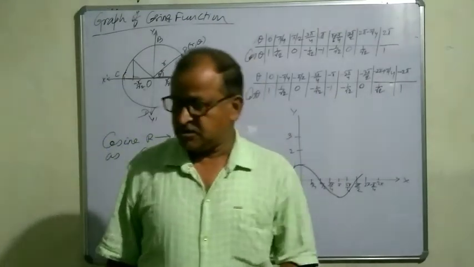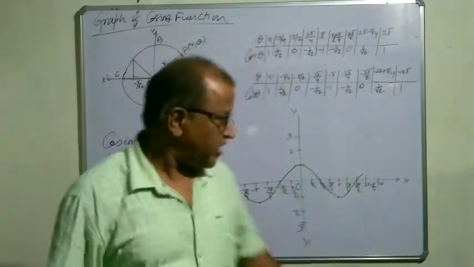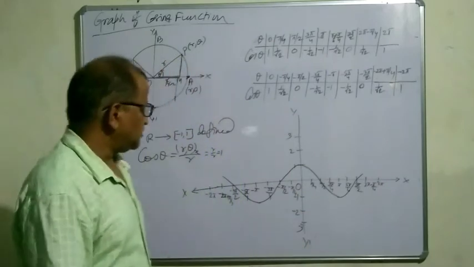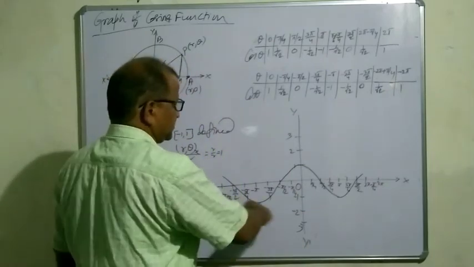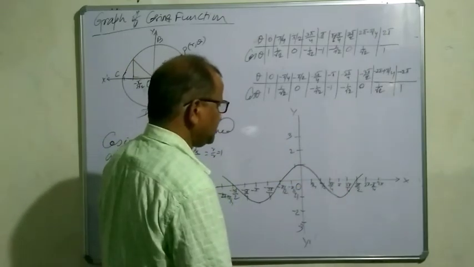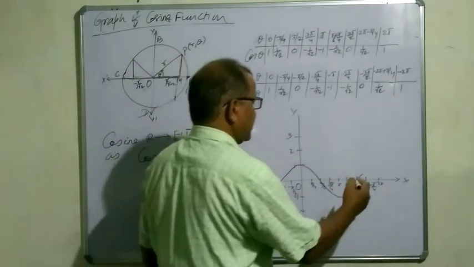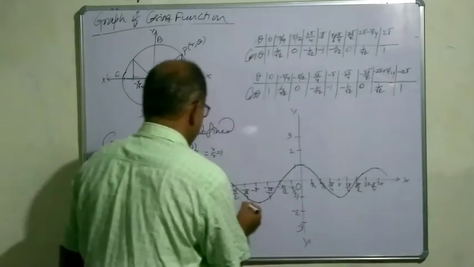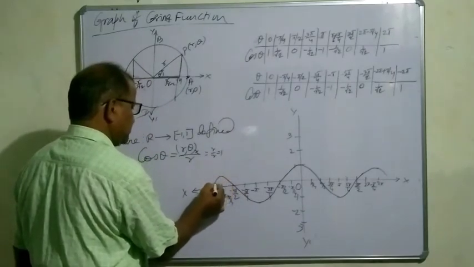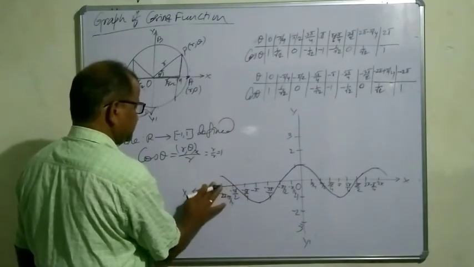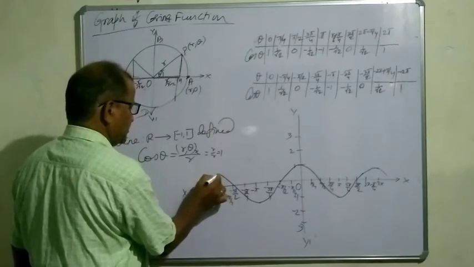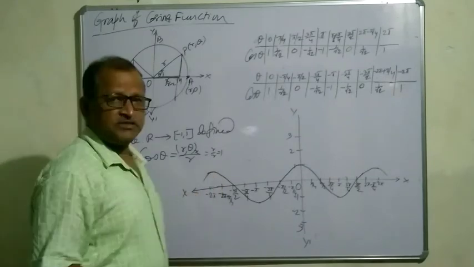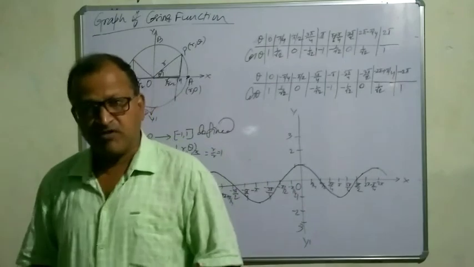Hello students, in the last lecture we were discussing the graph of the cosine function. Yes, we have done it. This is the graph of your cosine function. At 2 pi again it will be 1, then again it will decrease like this, and at minus 2 pi it is 1, then it will increase up to minus 2 pi, then it will decrease. Okay, this is the graph of your cosine function.